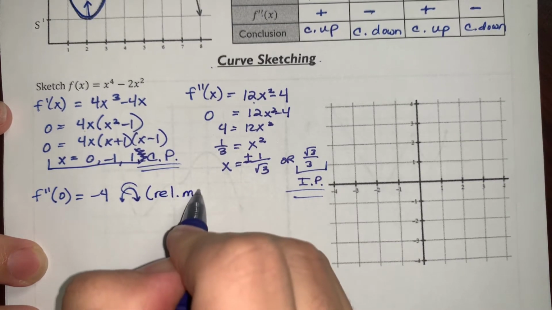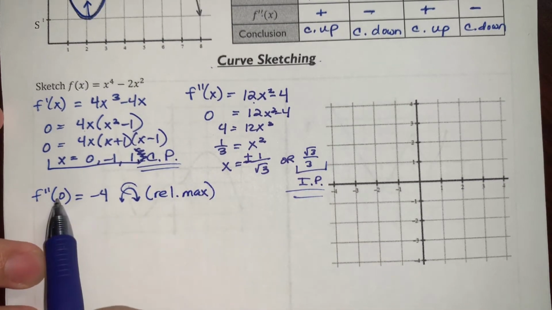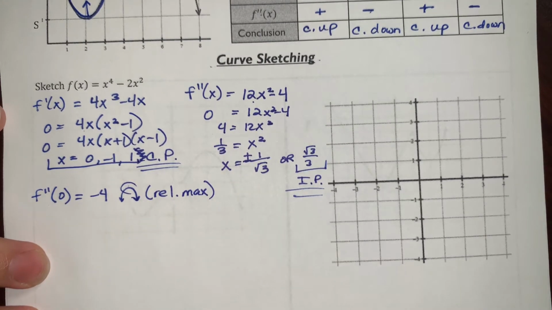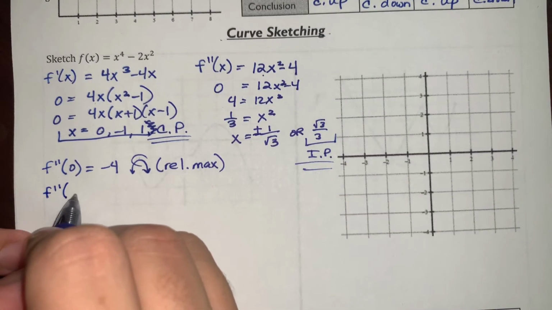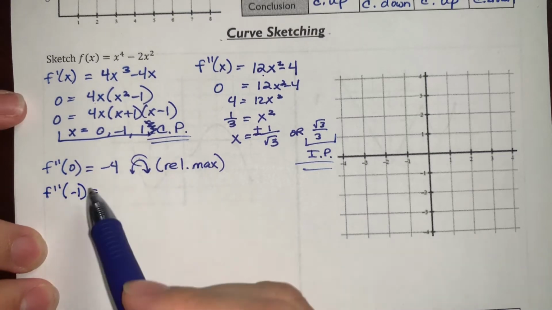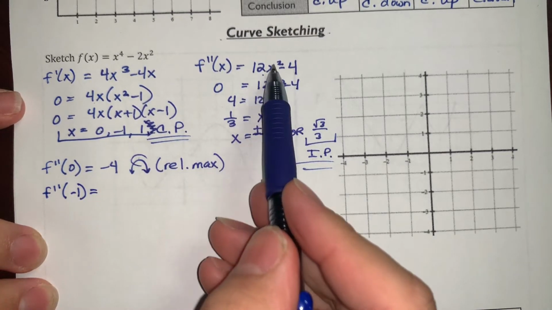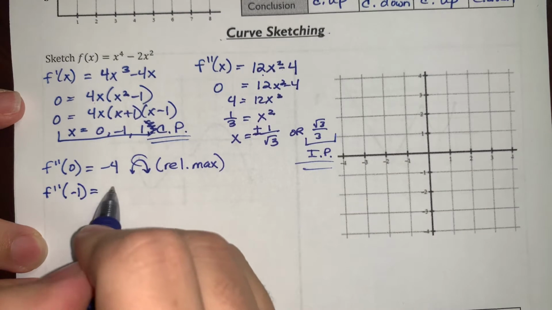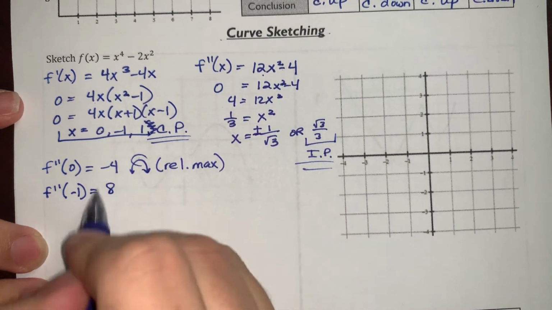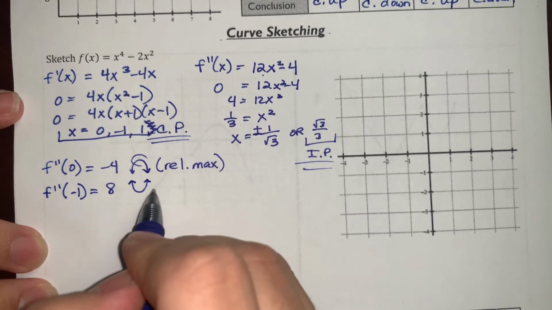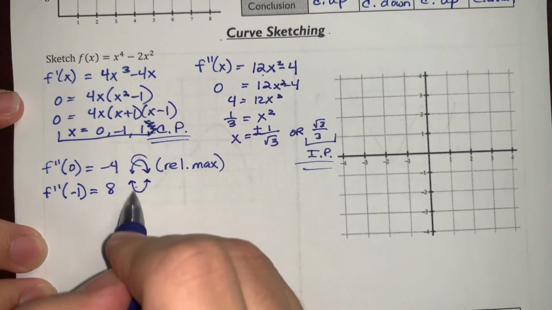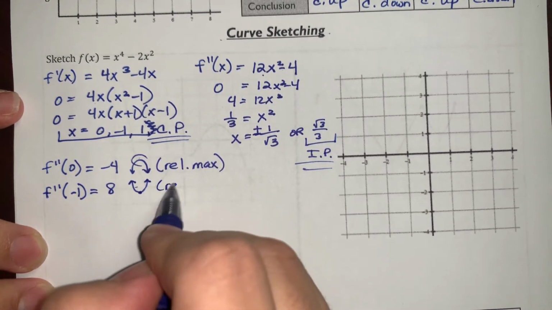So that's what you do. You can plug your critical points straight into your second derivative, and if it's negative, that tells you it's a relative maximum because it's concave down. On the other hand, if I had f double prime of -1, and I plugged in -1, that would be 12 times +1 minus 4. That gives me +8. So if I have a positive value in my second derivative, that's telling me it's concave up, and you can see that you would end up with a relative minimum value there.